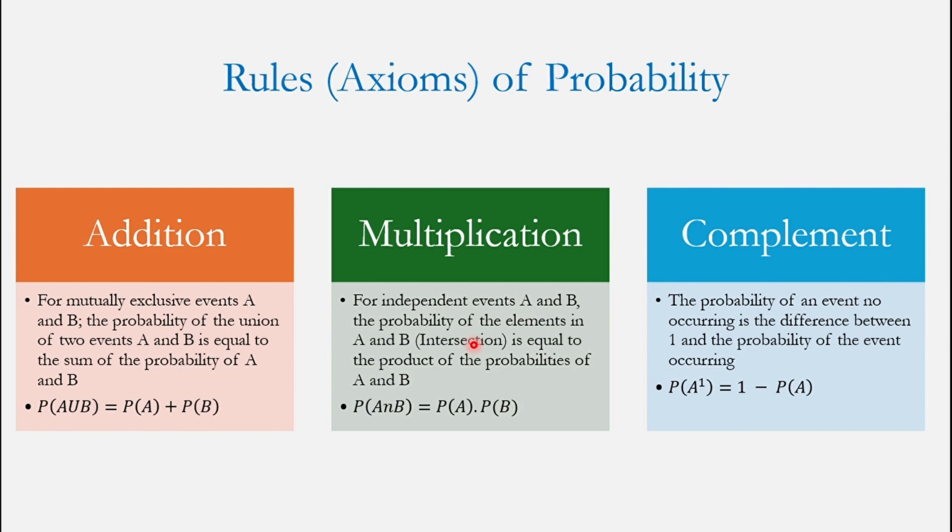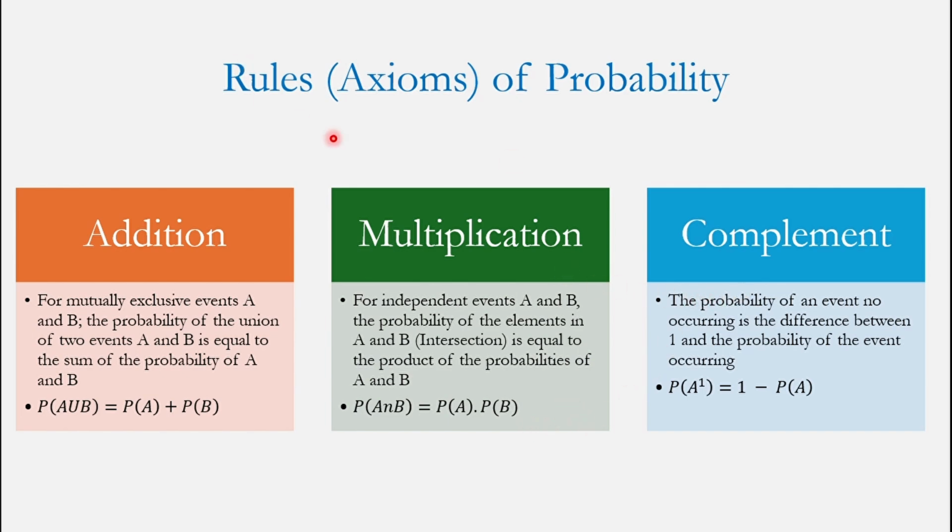We also have three common rules of probability that we'll see even as we go further in this video series. The first one is addition. If we have mutually exclusive events A and B, the probability of the union of the two events, A union B, is equal to the sum of the probabilities of A and B. So P of A union B equals P of A plus P of B. But if we have independent events and we want to find the elements that are in both A and B, the intersection, the probability of A and B equals P of A intersection B, which is given by P of A multiplied by P of B.